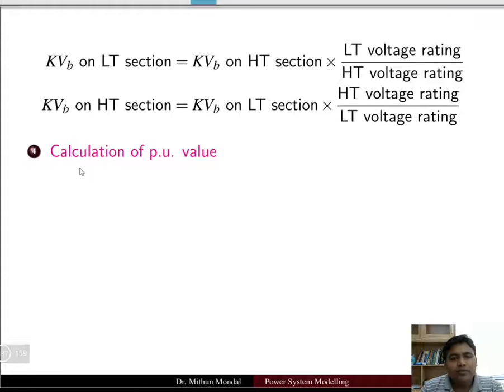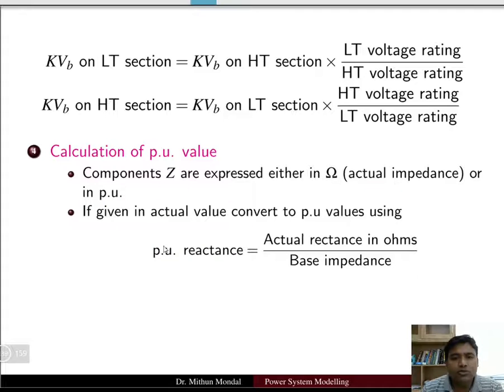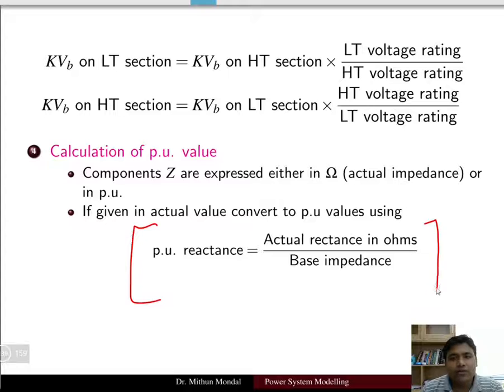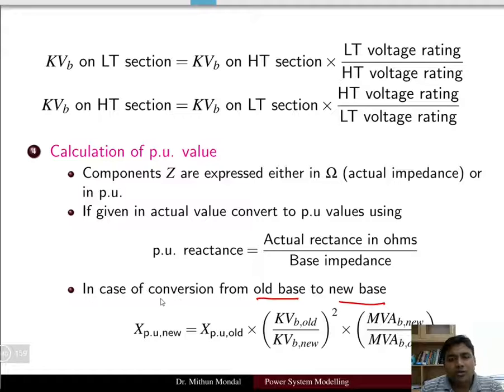Now the next point is to obtain the per unit values. Impedances may be expressed in actual values or in per unit, so we have to convert into per unit reactances. We know that per unit value is actual value by base value. So in a single line diagram, when all components are given impedances in actual values, you have to convert them into per unit values, and this base will be the system base. So you have to convert from the old base to the new base, because the entire power system will be operating on the same base.